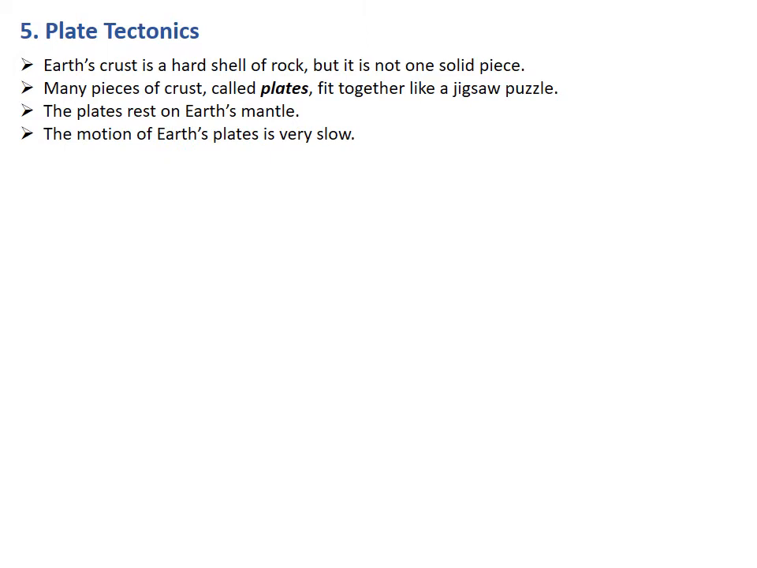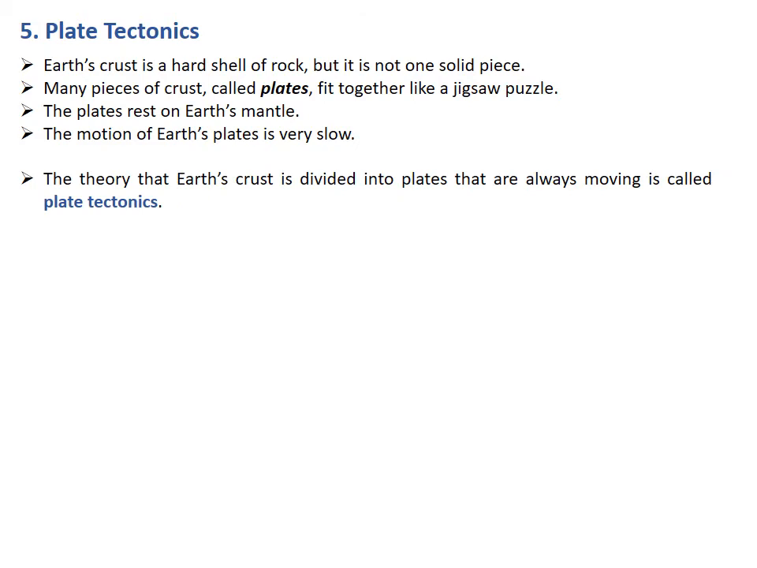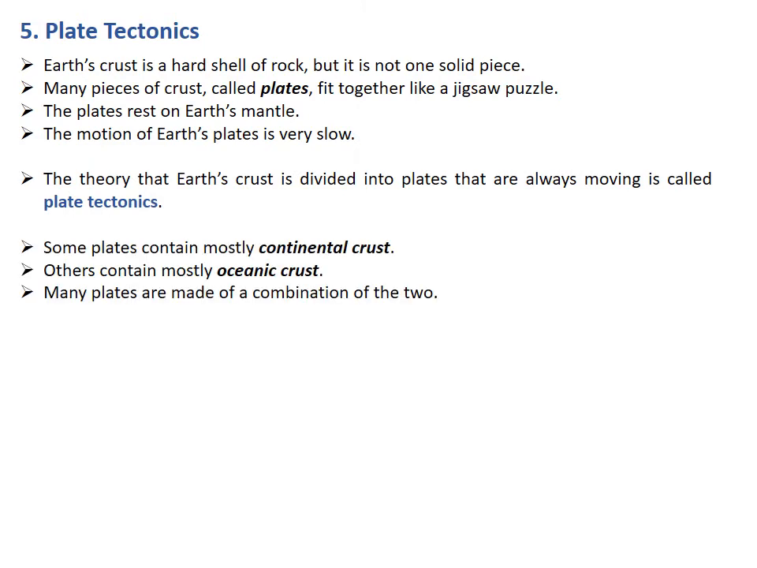We have to know that the motion of Earth's plates is very slow. The theory that Earth's crust is divided into plates that are always moving is called plate tectonics. Some plates contain mostly continental crust, others contain mostly oceanic crust. Many plates are made of a combination of the two.